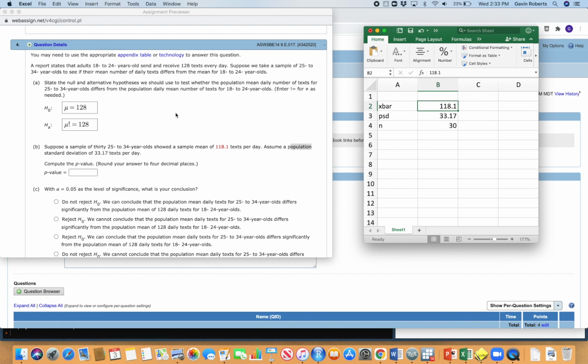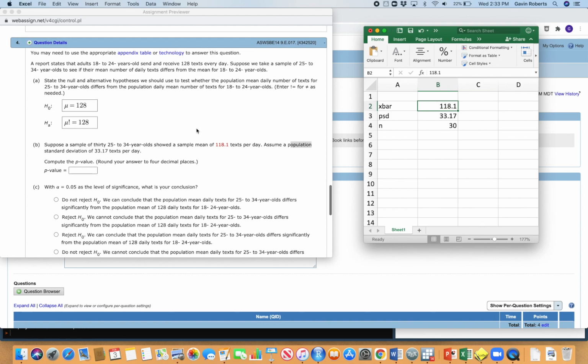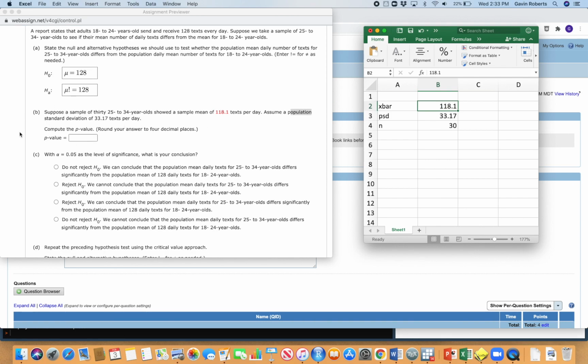On the other hand, if we find that the probability of landing this far away from 128 is extremely low in a distribution centered at 128, then we'll say this actually does provide evidence that 25 to 34-year-olds text at different rates than 18 to 24-year-olds. So that is what the p-value is going to allow us to do. And that's why we have to keep going and cannot just stop once we observe the X bar.